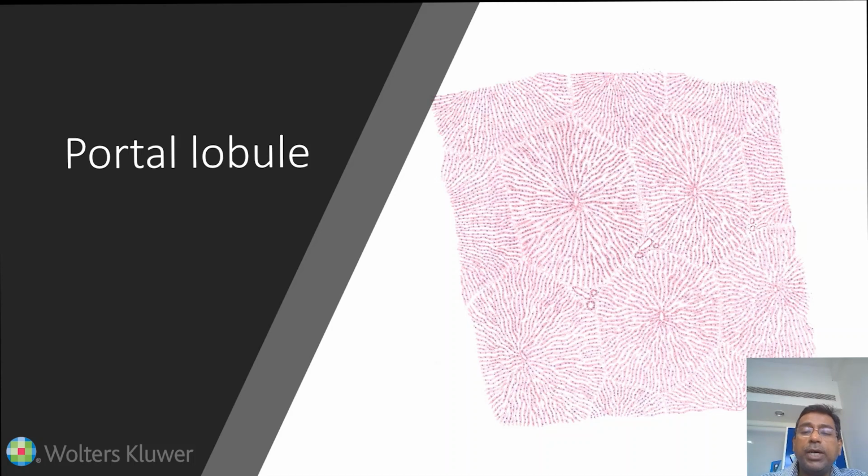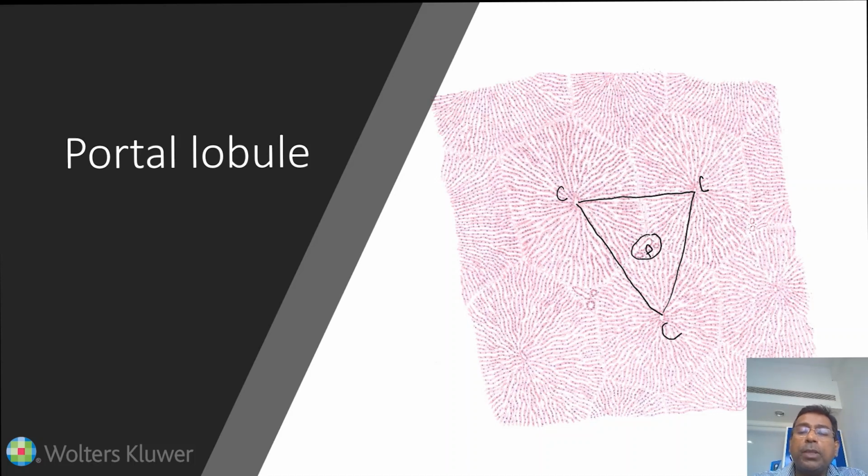So this is triangular shaped parenchymal units, and at the three angles of this triangular shaped unit is the central vein. So this is one central vein, then is another central vein, and that's the third central vein of the three neighboring classical hepatic lobules. And in this portal lobule, in the center is the portal triad.